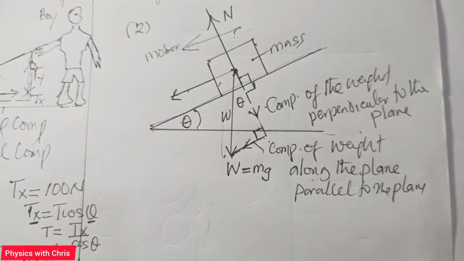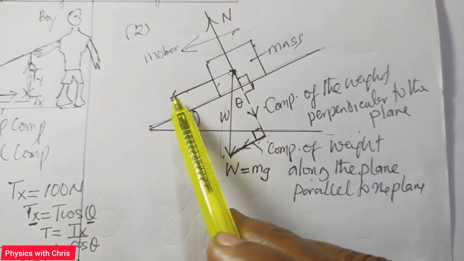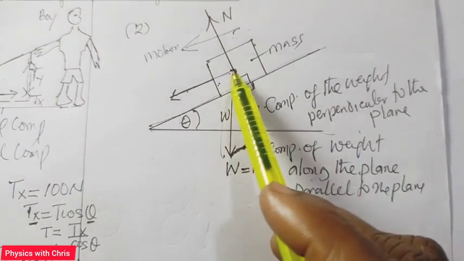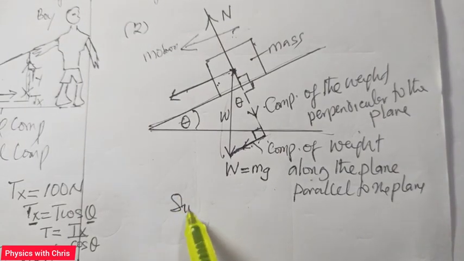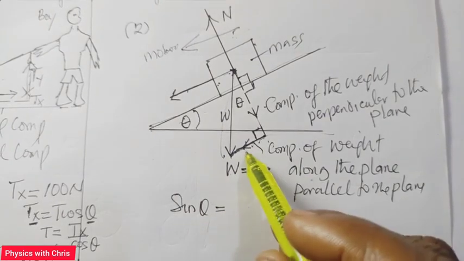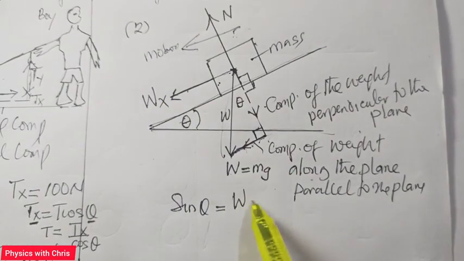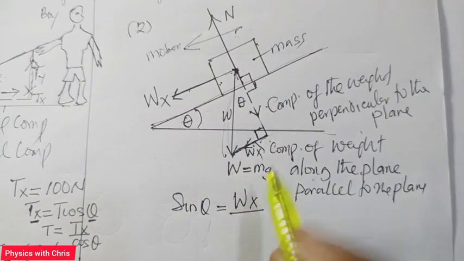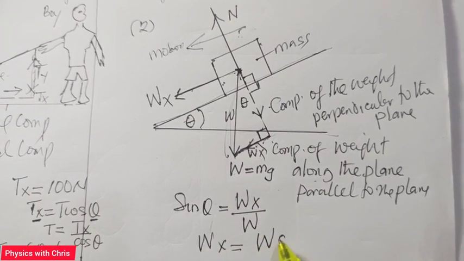How do you determine this? This parallel component is also acting the same as this. These two lines are both parallel. So whatever we have here is the same as the component of the weight acting along the plane. So if I refer to my SOHCAHTOA, I have sine theta. This theta here equals opposite over hypotenuse. Maybe I should call this one Wx. That is a component acting along the plane, which is also a component acting along this line. So that gives me Wx is equal to the weight of the block multiplied by sine theta.